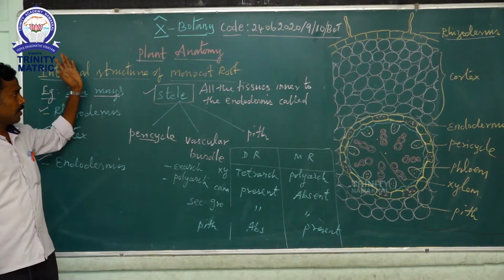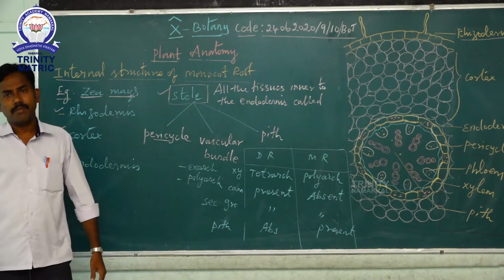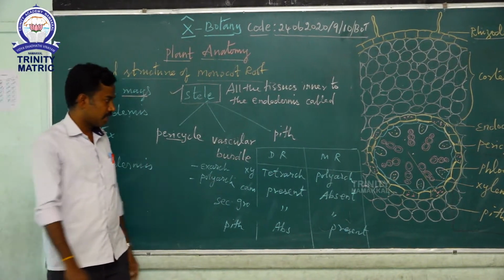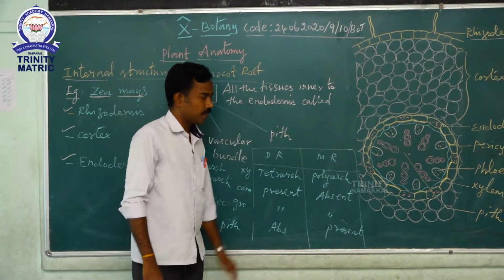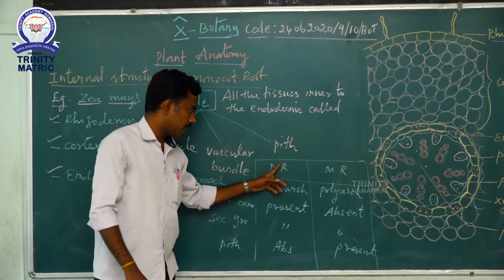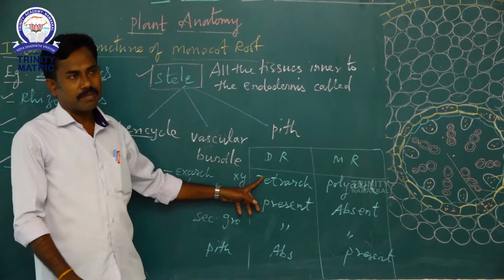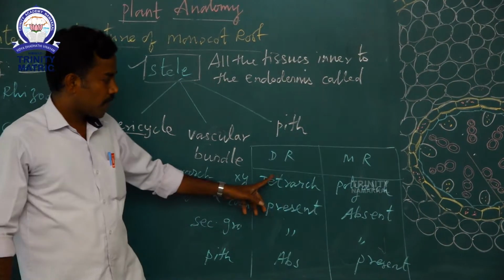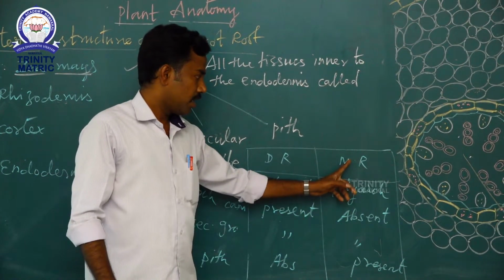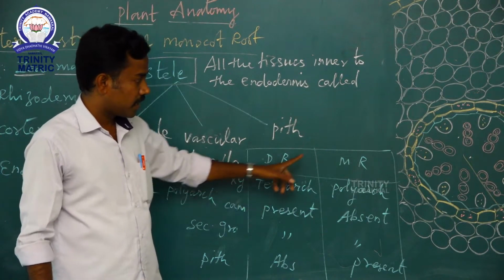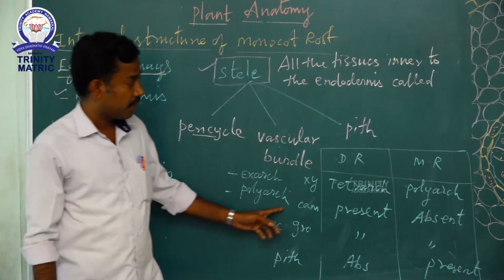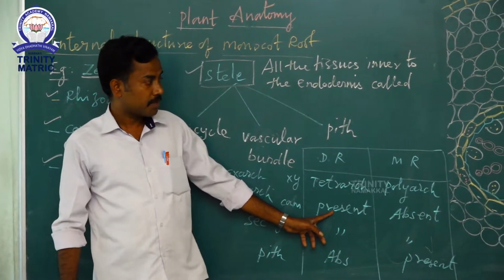The dicot root and monocot root are almost the same except for the vascular tissue, which has a few differences. This one is the dicot root, this one the monocot. In the dicot root, the xylem is tetrarch, meaning four vascular bundles and four arches, whereas the monocot root has polyarch, many arches. Cambium is present in the dicot root, whereas it is absent in the monocot root.